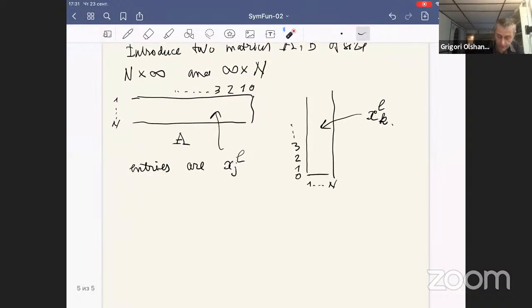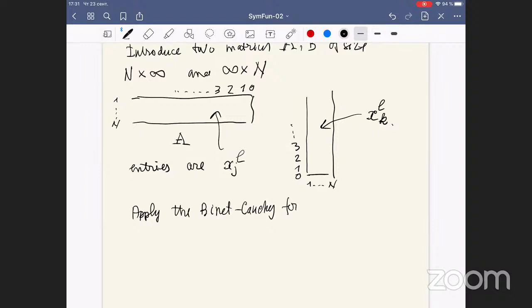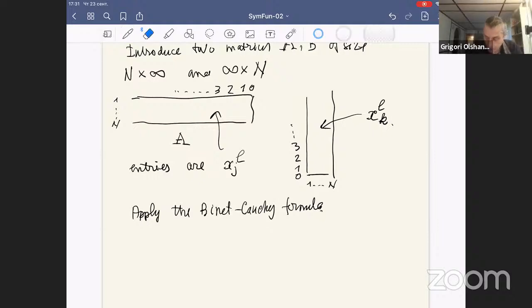And then we apply the Binet-Cauchy formula. Sorry. Yes. In the right diagram, the entries should be Y, K, L, I think. Yes, you are right. You are right. Thank you very much. Indeed. You are right. Thank you. Right.